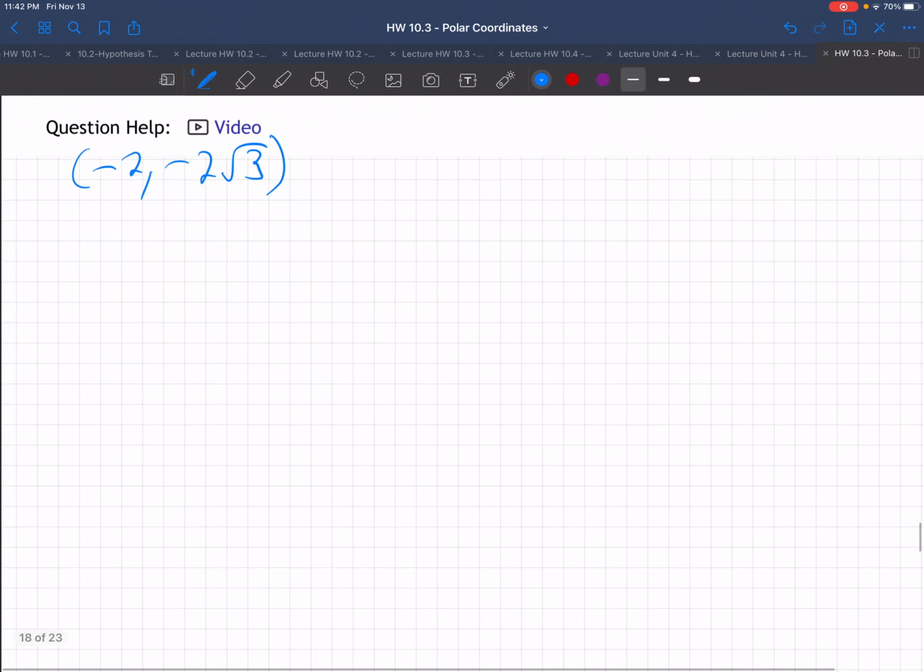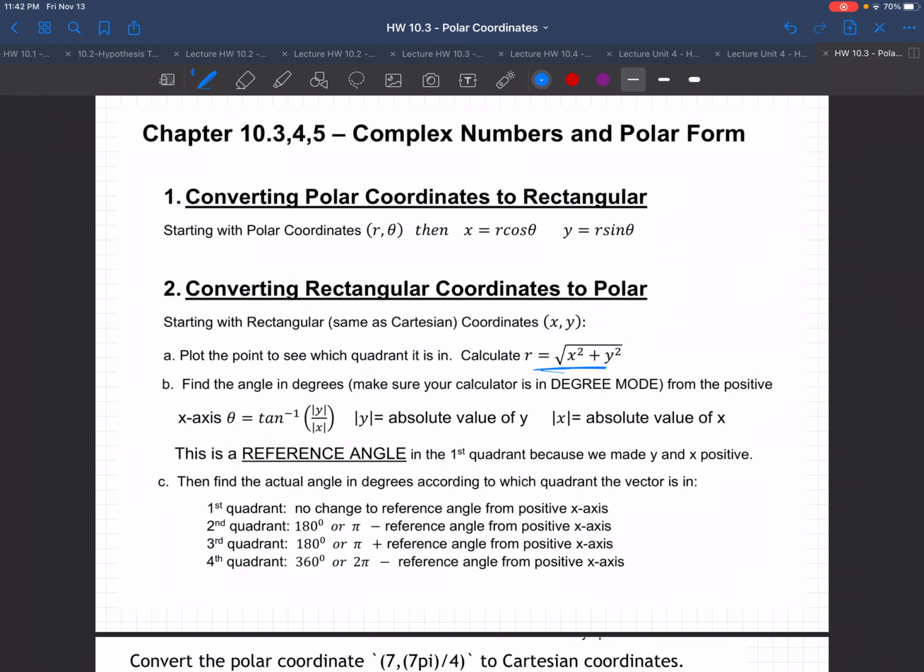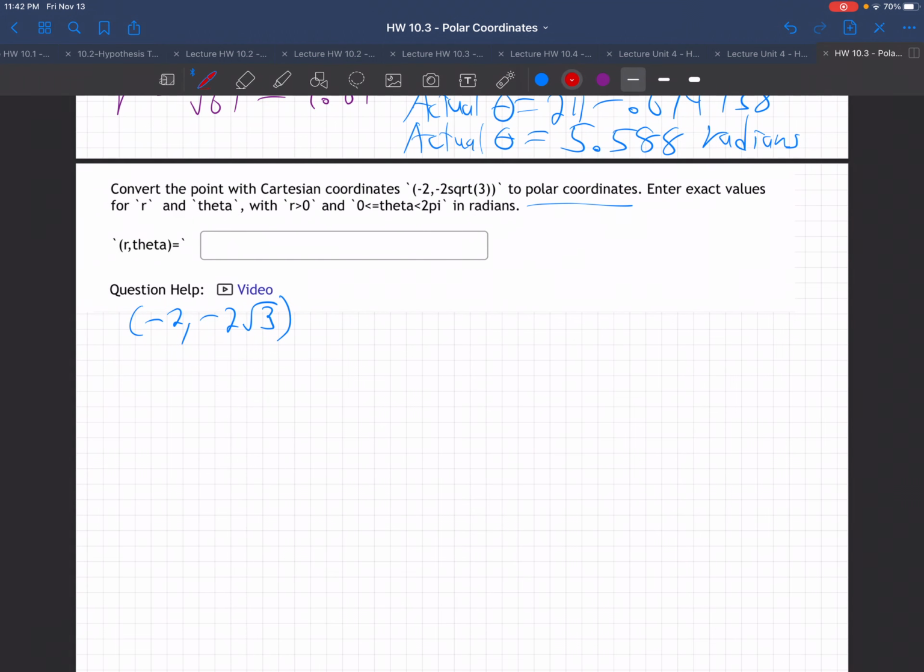Well, if you look at the notes that I gave you at the top of Module 5, it says to go to polar, starting with rectangular or Cartesian, same thing: plot the point first off. Don't skip this step. A lot of people want to skip it. Plot the point to see which quadrant it is in and calculate r, the square root of x squared plus y squared. So let's plot it.